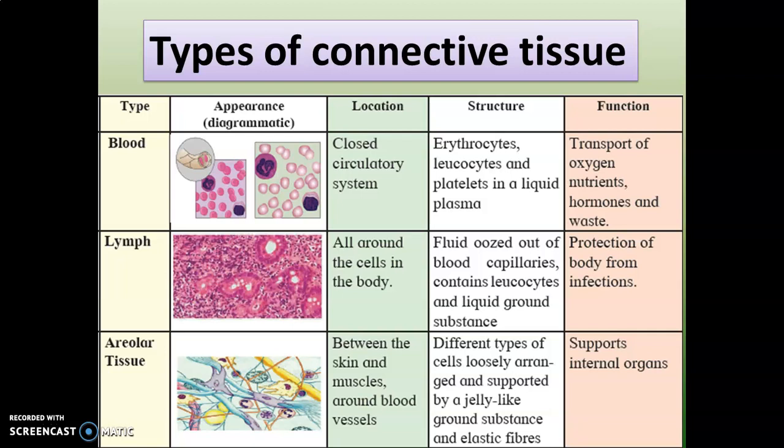Now its structure is, these are different types of cells loosely arranged and supported by a jelly-like ground substance and elastic fibers. Okay, so as you can see in this diagram, these are the different types of cells which are very loosely arranged and they have been given support. Jelly-like support is given, and then it has elastic fibers. Elastic means it can help in the process of contraction and relaxation. Okay, so the function is it supports the internal organs.